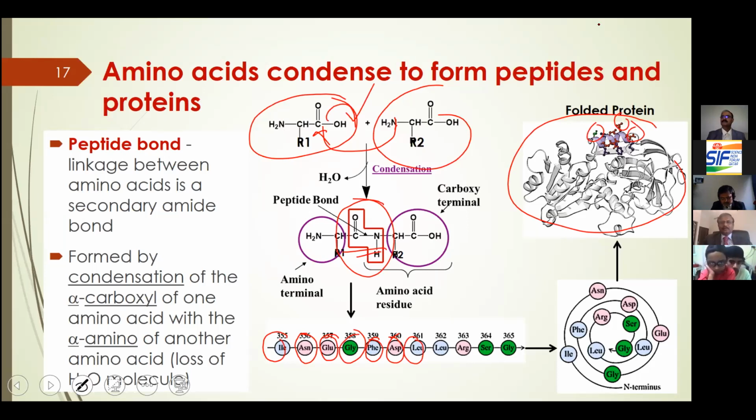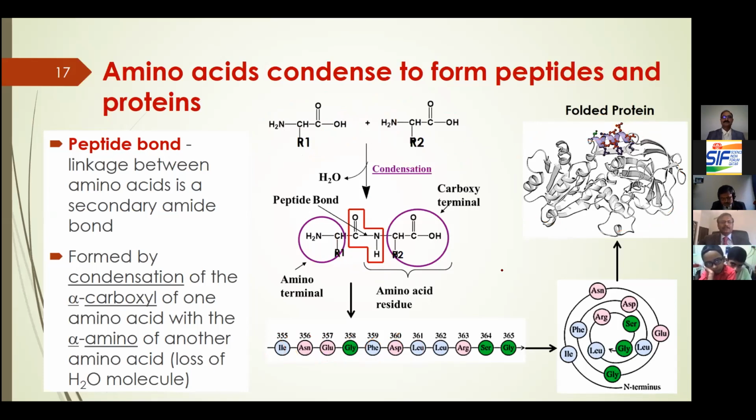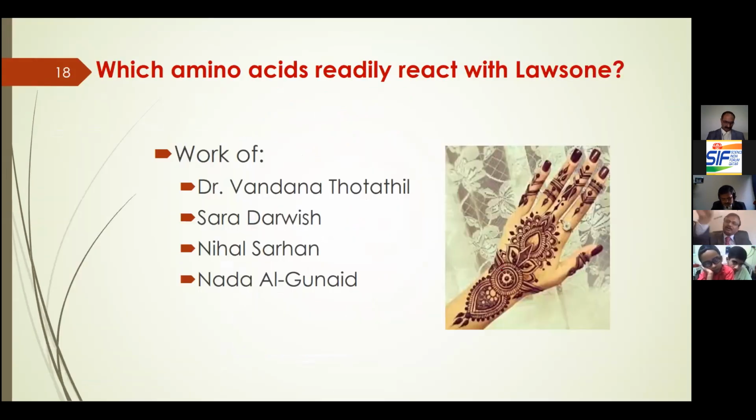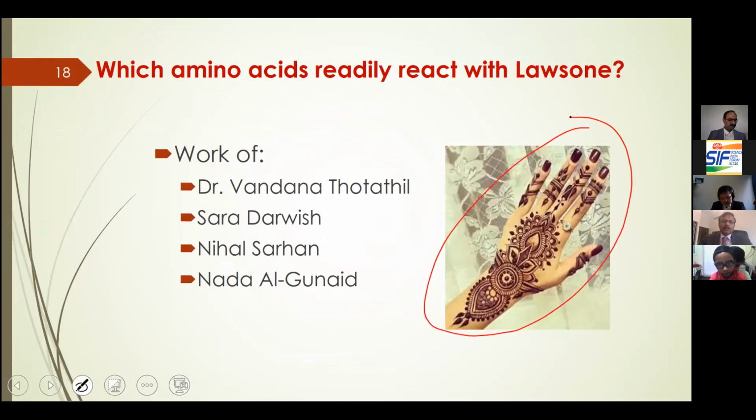So whenever we are looking at these proteins, what makes a protein functional is those R groups that we see. So now I'm going to talk about, can we make amino acids react with lawsone? The idea is, where does this color come from? What are those reactions?